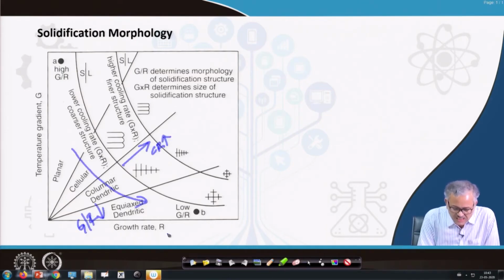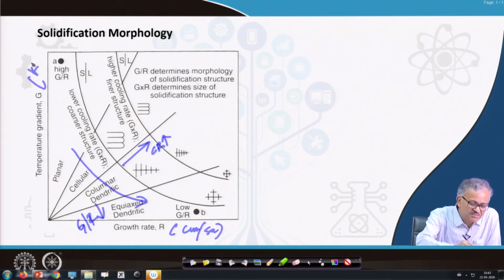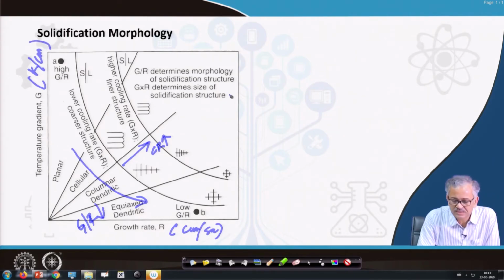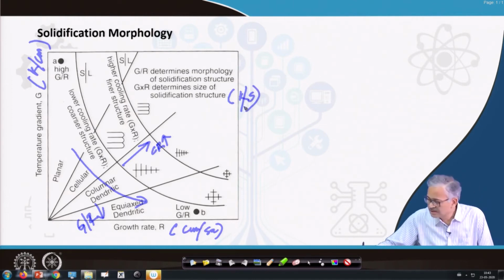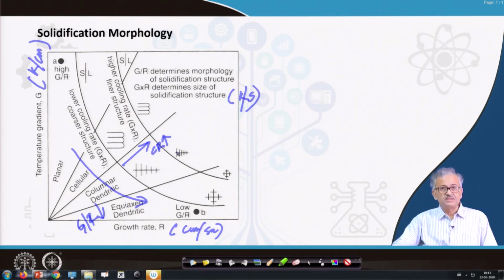So if we write R in centimeter per second, and you write G in Kelvin per centimeter, then the cooling rate, that is GR, has a unit of Kelvin per second. Okay, so this is the thing.